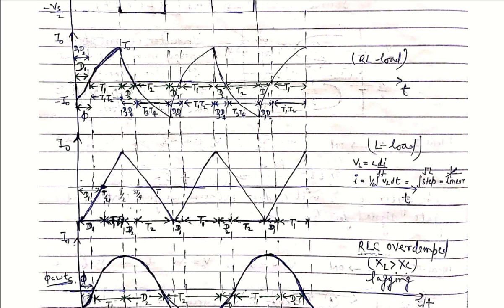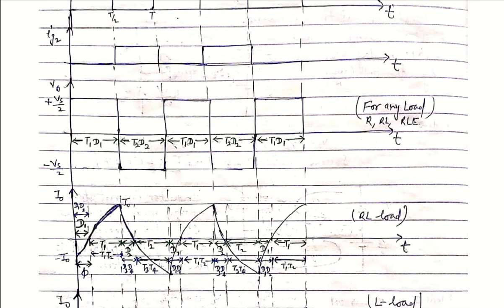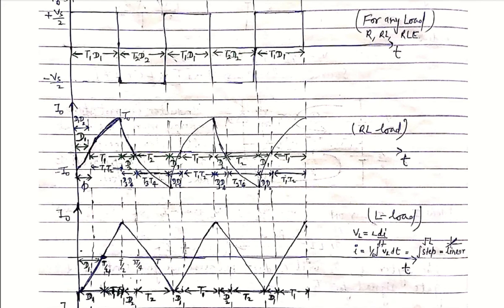In case of RL load, the current will be exponential in nature. When the inductor charges, the current rises, and when the inductor discharges, the current falls exponentially. The voltage is positive for the 0 to T/2 duration. If the voltage is positive and the current is negative there, then diode D1 is conducting in case of the half bridge topology, but in case of the full bridge topology, diodes D1, D2 are conducting here.